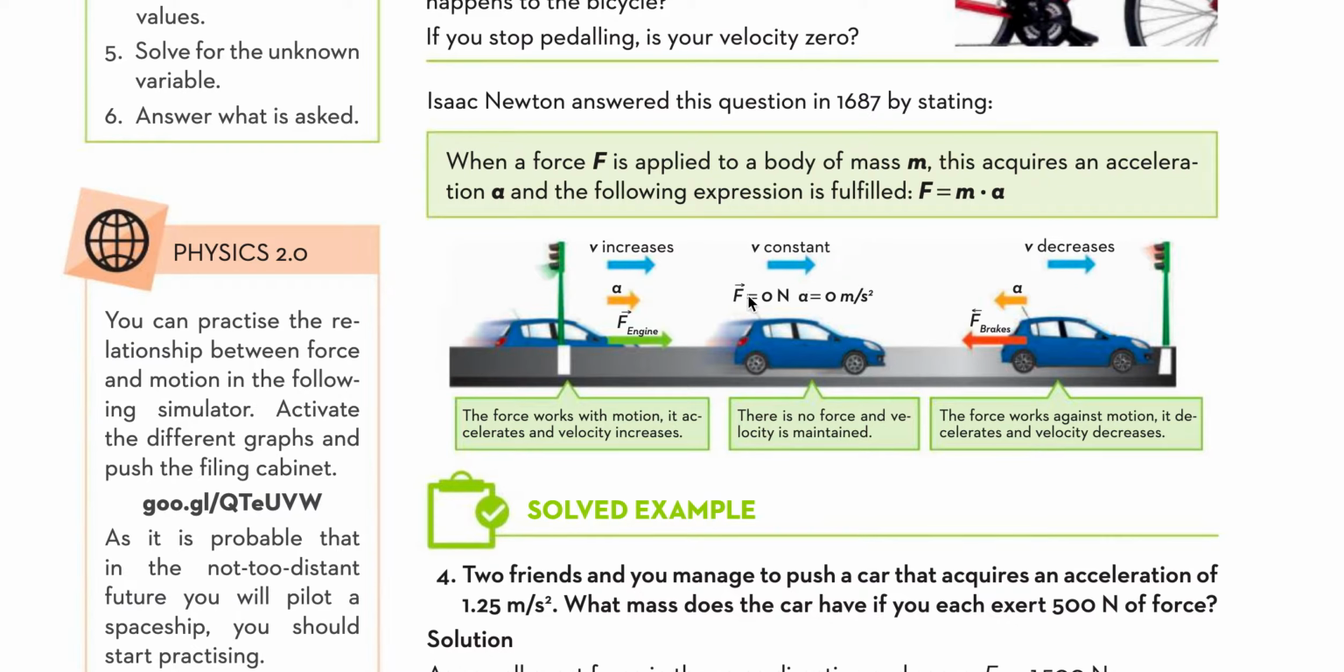What happens when there is no force? Then there is no acceleration, and the velocity is constant. Finally, when the velocity decreases, there is also an acceleration, a negative acceleration, a deceleration if you want. And there is also a force that is stopping the car. The force against the motion decelerates the car and velocity decreases.